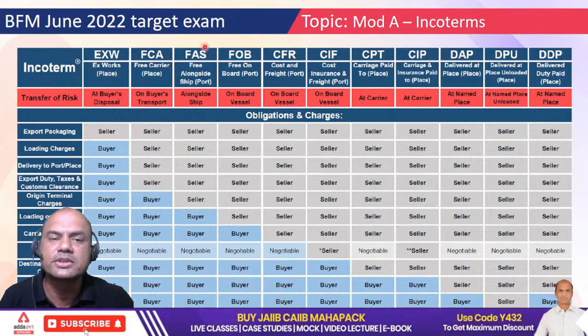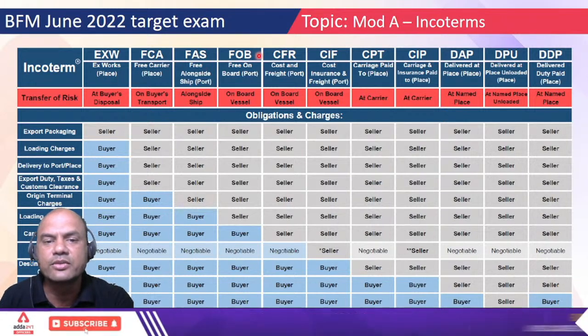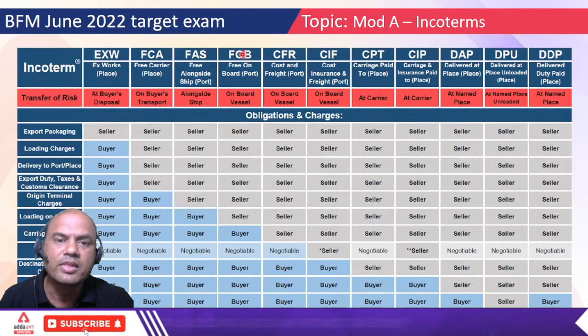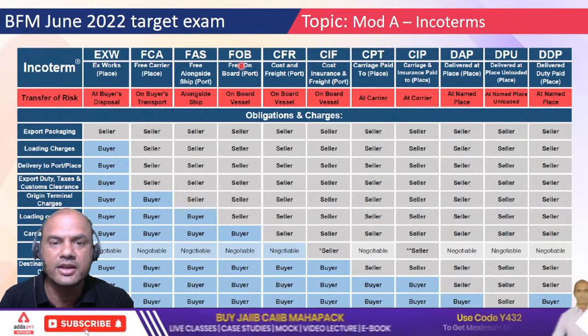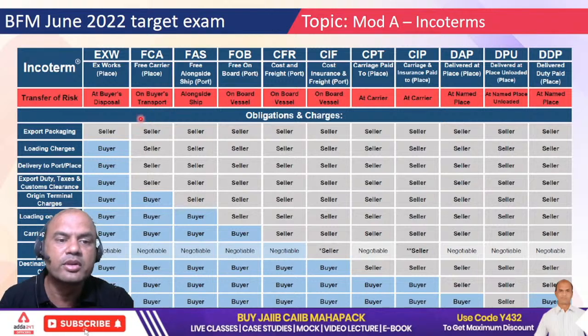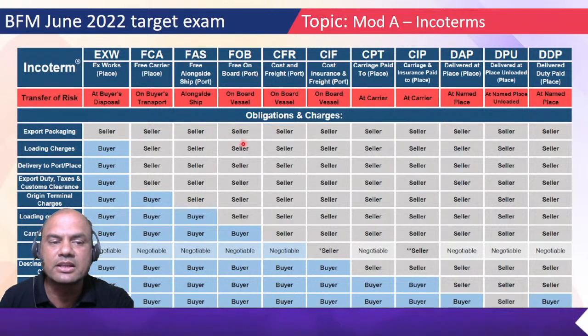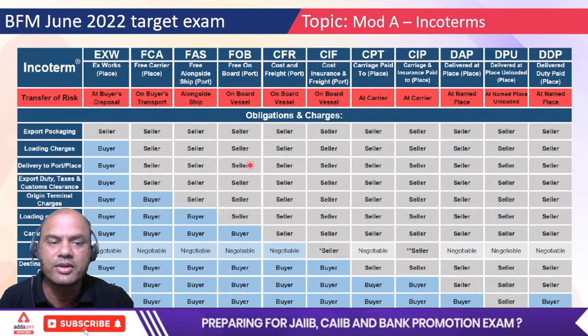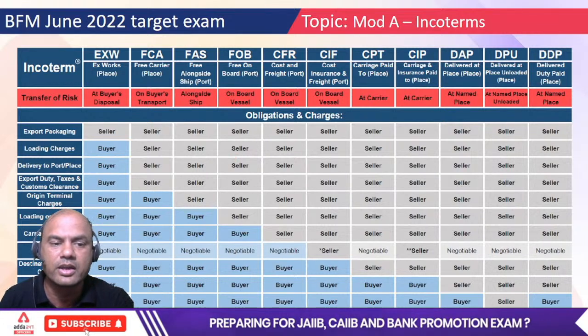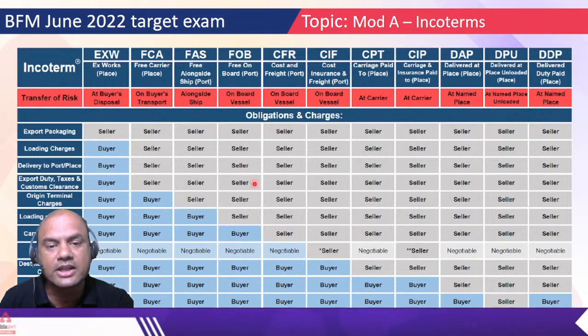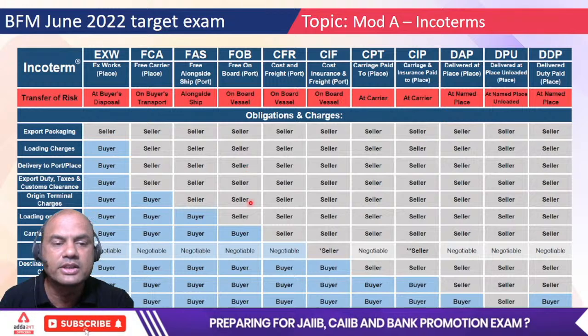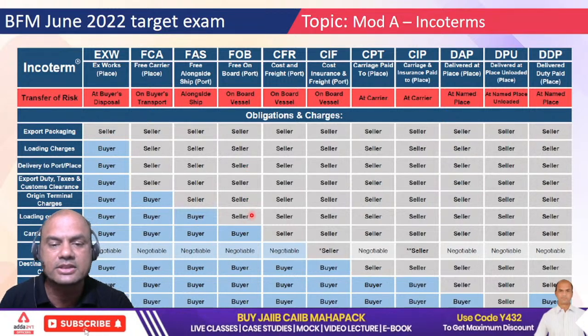Here all the responsibilities are given. I'll give you one example, FOB, because FOB is of much importance in India. Free on board. Here packaging is done by the seller, loading is done by the seller. Delivery to port is done by the seller. Then export duty and taxes on the exporter side are done by the seller. Origin terminal charges by the seller. Loading on the carriage is done by the seller.